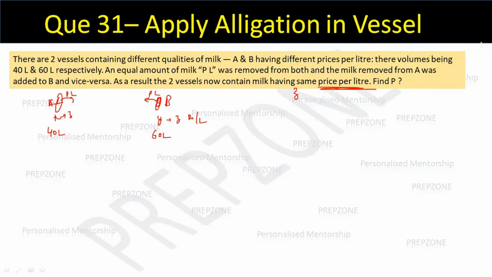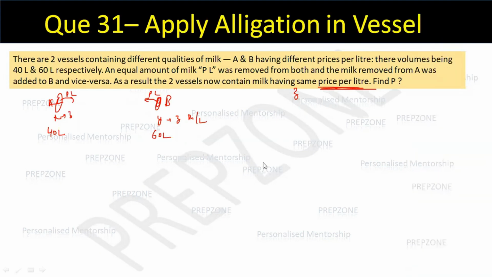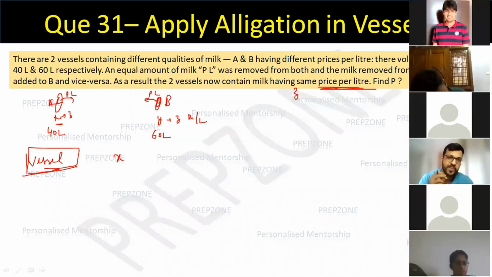Of course, initially it looks as if there are a hell lot of variables and you're clueless how do you solve it. But let's try to apply allegation individually now. See, let's talk about one vessel at a time. So let's say this is vessel number A. Vessel A is what you have to only focus on. If you talk about vessel A, initially its price was X, the price per liter for vessel A was X.